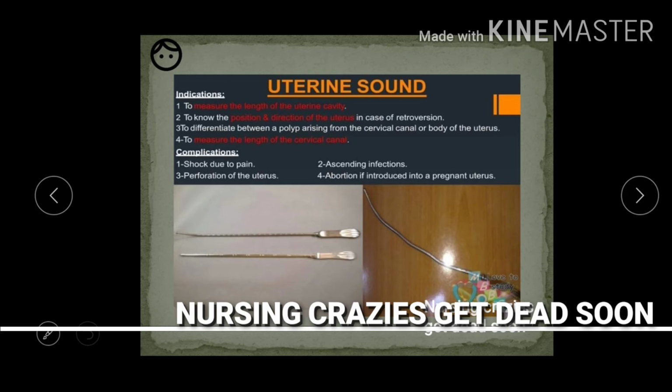So if the tip of the uterine sound is sharp, then it will perforate the uterus, and it will cause the perforation of the uterus. What is perforation? That is the making of a hole, that is it will cross the uterus and go to other organs also, or some type of cavity also. Abortion if introduced into the pregnant uterus. So if we introduce it in a pregnant uterus, that will also cause abortion.